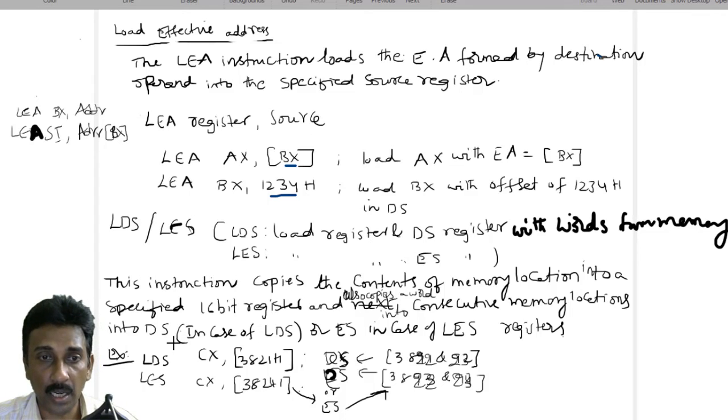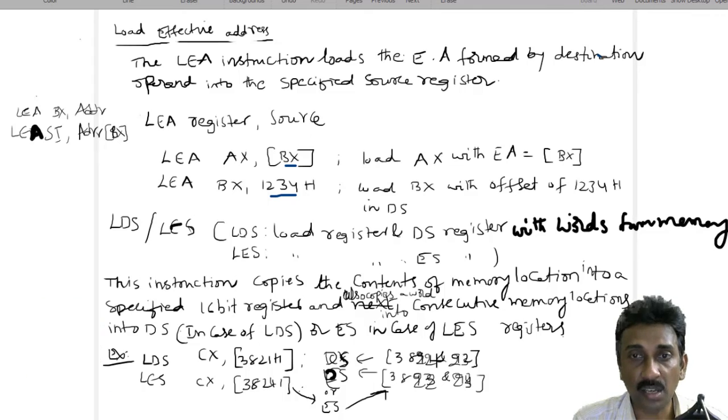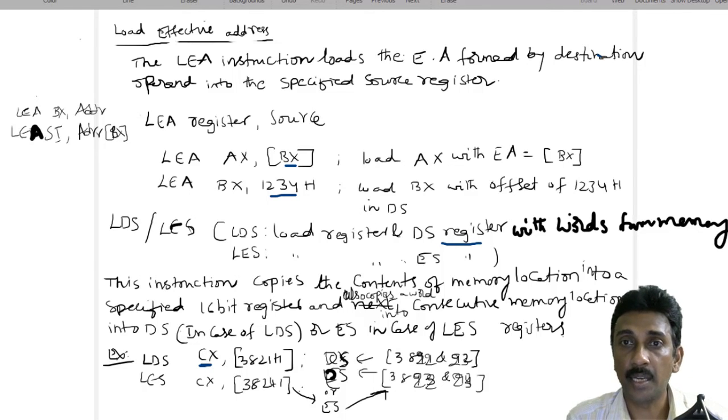Let us have a look at LDS CX, 3821H. Whatever data is there in this memory location, by default in the data segment, will reside in the DS register as well as in the CX register. Similarly for ES also. So four memory locations are used with the help of LDS and LES. In the register we have the data, in the DS register we have the same data, and in the particular CX register we also have the data. This is the LDS and LES instruction.